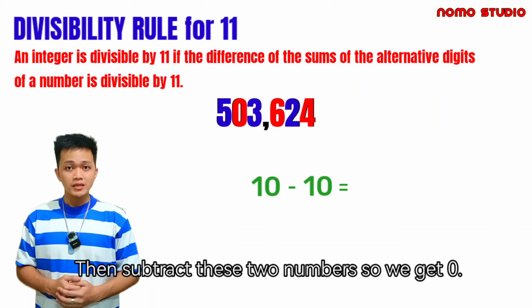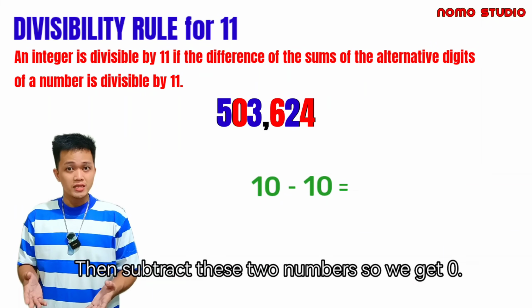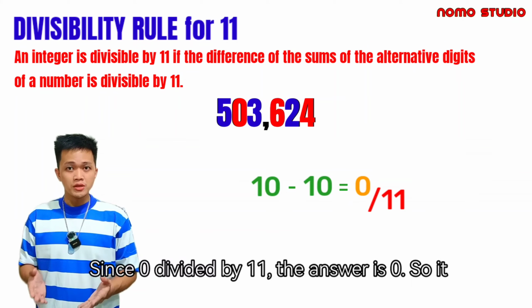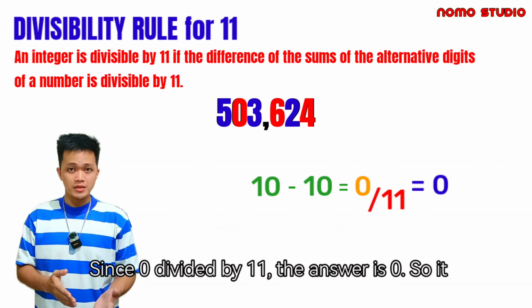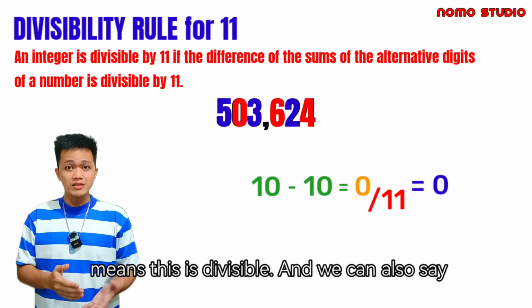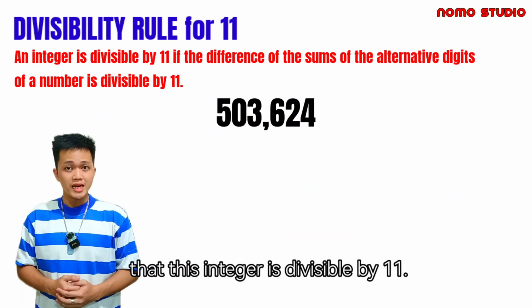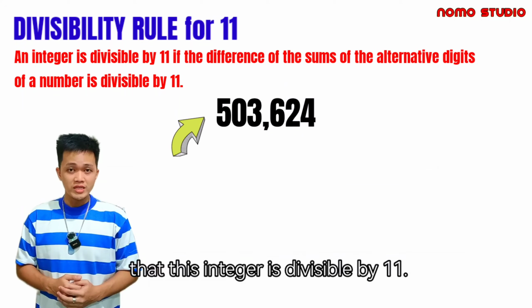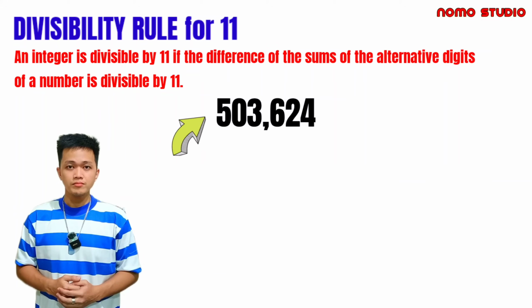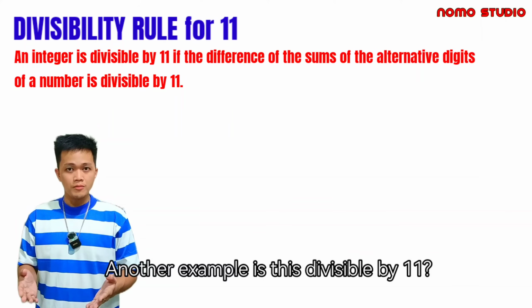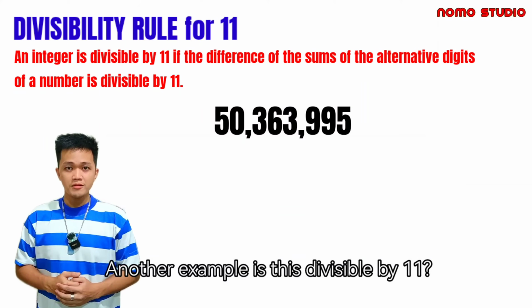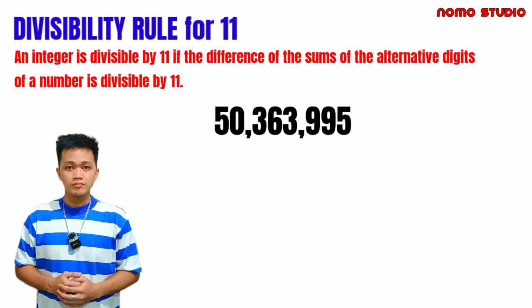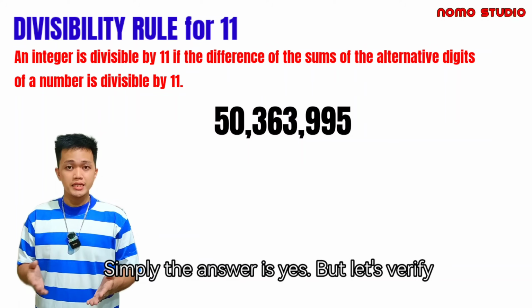Then subtract these two numbers so we get 0. Since 0 divided by 11, the answer is 0. So it means this is divisible. And we can also say that this integer is divisible by 11. Another example. Is this divisible by 11? Simply the answer is yes.